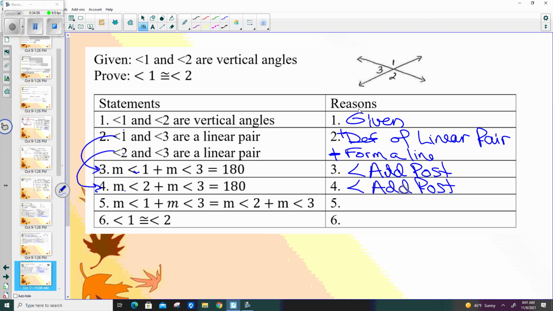All right. Angle 1 plus angle 3 is equal to the measure of angle 2 plus the measure of angle 3. Why do I know those are equal? Turn to somebody near you. Talk about why you think those could be equal.